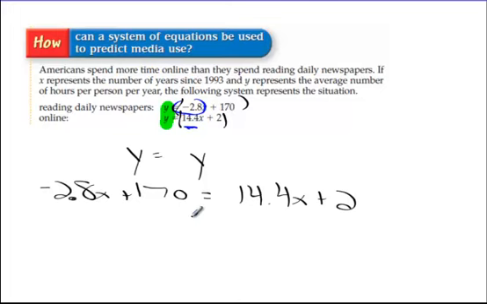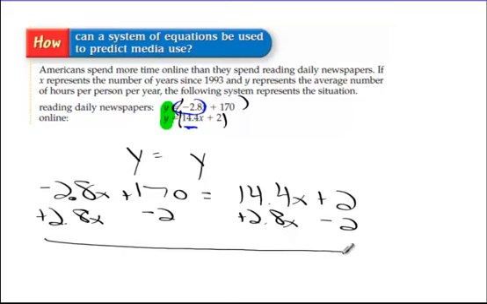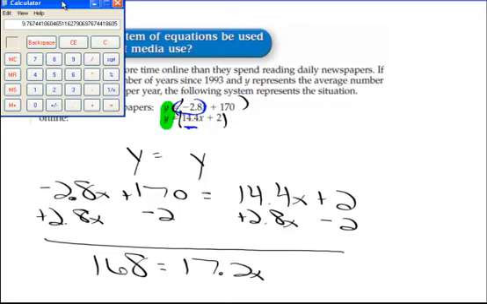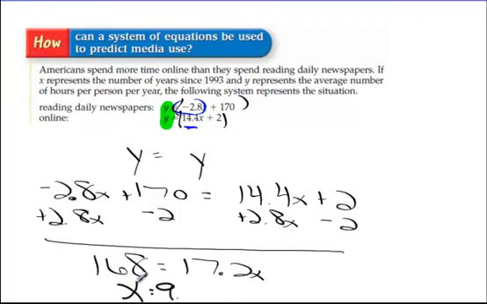All right, we want to get all the x's on one side and all the constants on the other. So here I'd probably add 2.8x and subtract 2. So I got 168 equals 17.2x. Well, I think you can see by my answer that x is going to come out to 9.77, so let's call it 9.8.